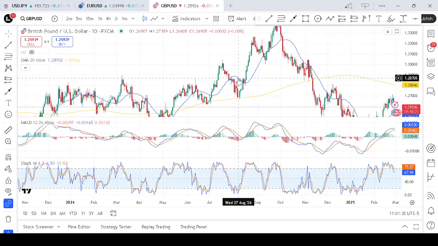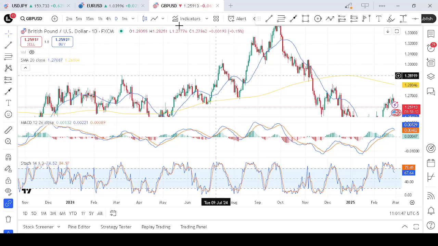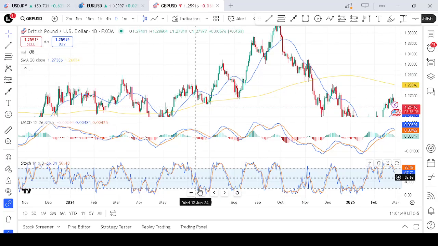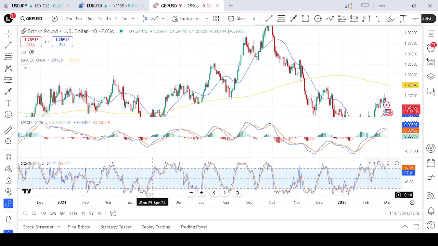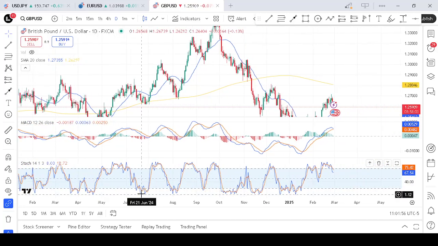Once you see that, the next step is to wait for the stochastic oscillator to drop below 20. When we see that, we wait for the stochastic indicator to drop below 20, and at this area of the market it dropped below 20. This is where it dropped below 20.